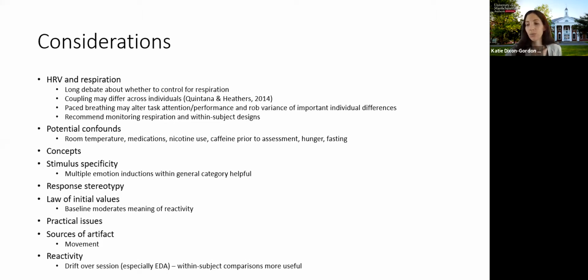And then it is really important to think about the fact that there is drift across the session. So those electrodes are sitting on somebody's skin. People are getting warmer, things are happening. And so there is going to be that within person drift over the session. This is especially obvious with something like EDA, where the absolute value you're going to see at the end of the session is going to be dramatically different than at the beginning of the session.